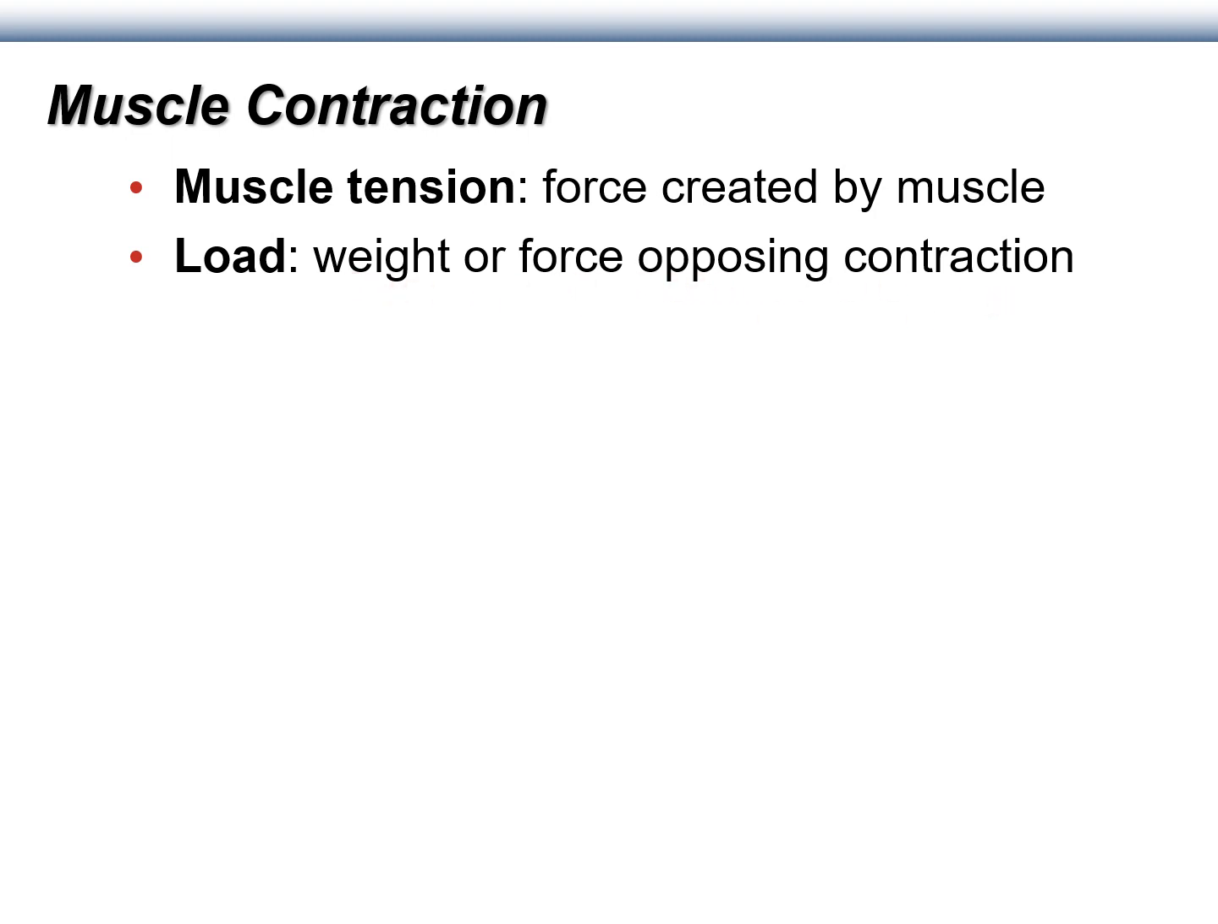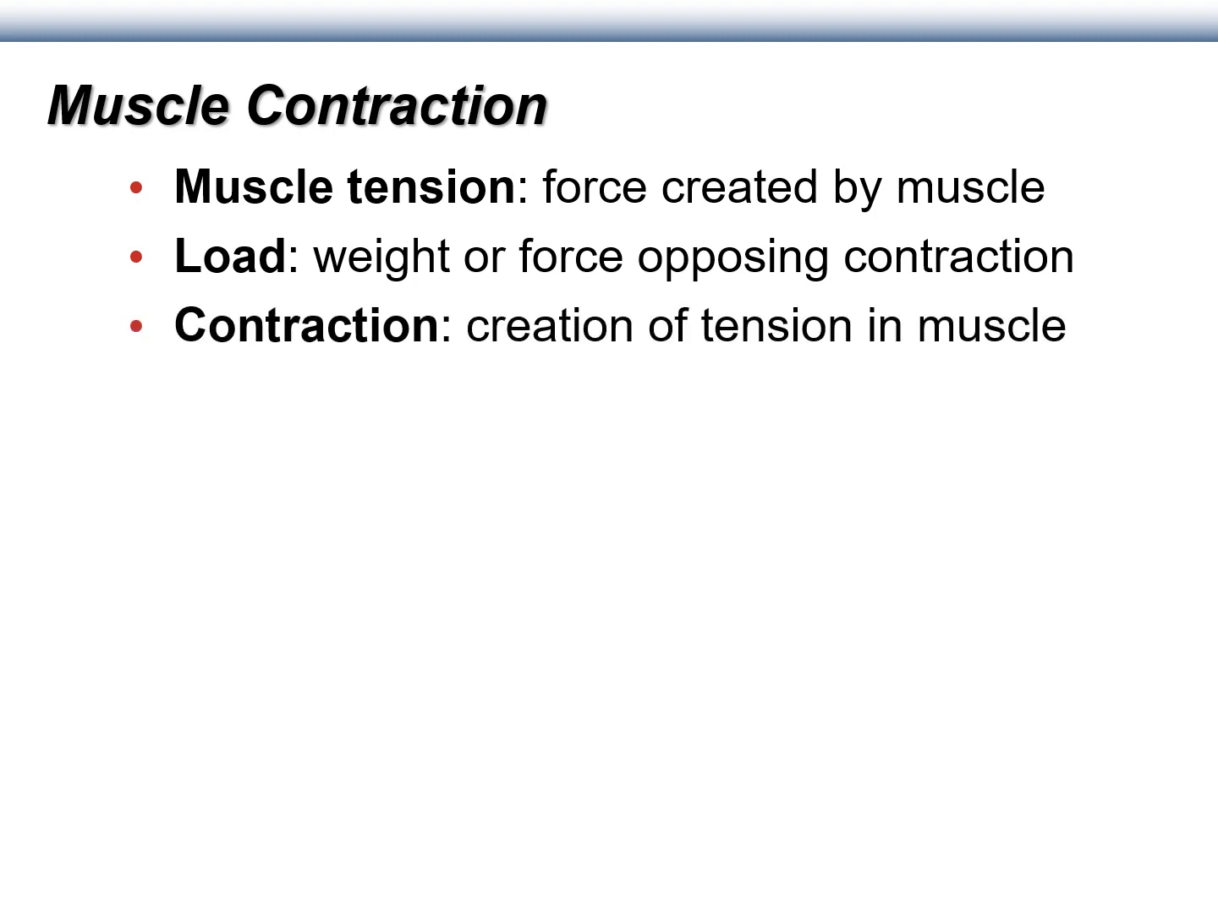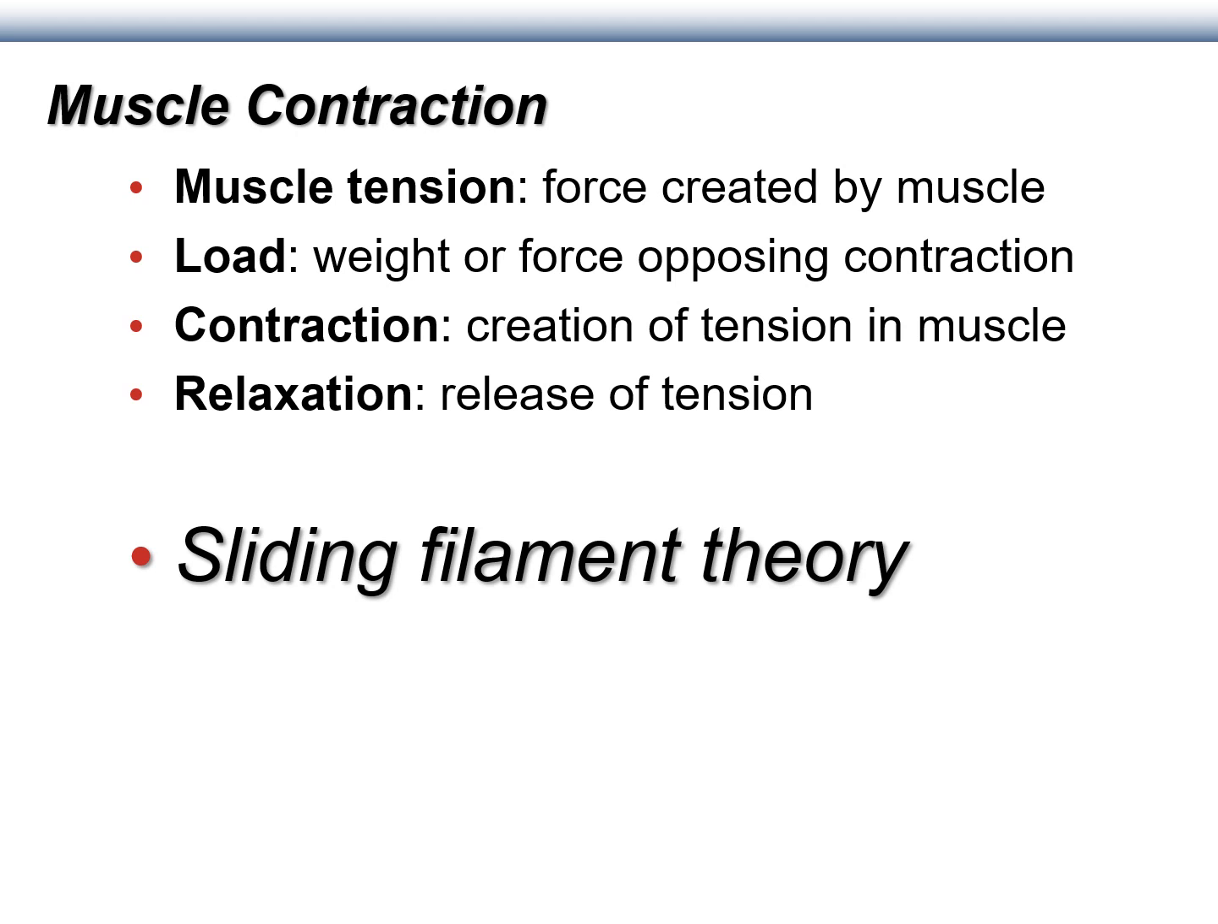For instance, even in an isometric contraction, when you're pushing against an object that cannot be moved, that force opposing the contraction is known as load. So we're creating tension in the muscle. When we contract, we create tension and we move that force against a load. Relaxation is the release of tension. That is to say, in the sarcomere, in the muscle, you no longer have a shortening effect going on inside those muscle fibers. And it is primarily believed to be of the sliding filament theory.